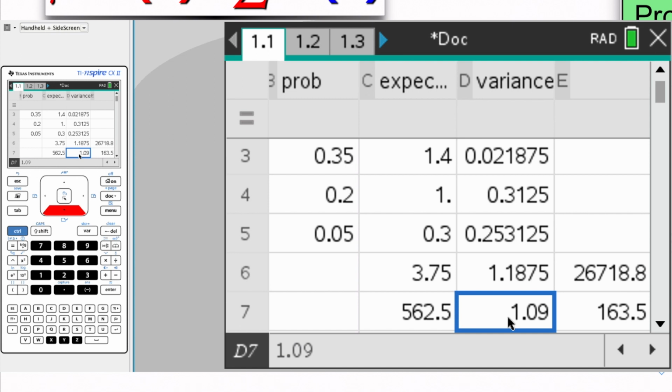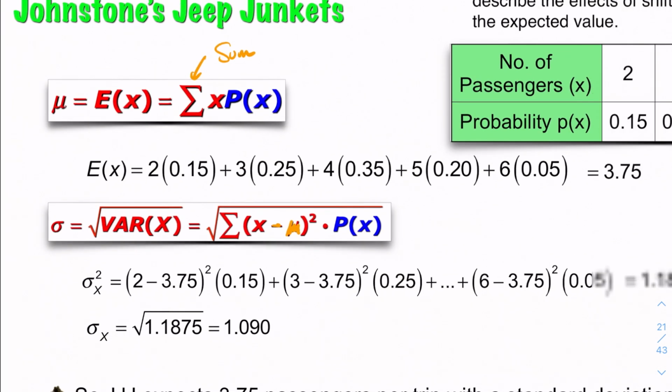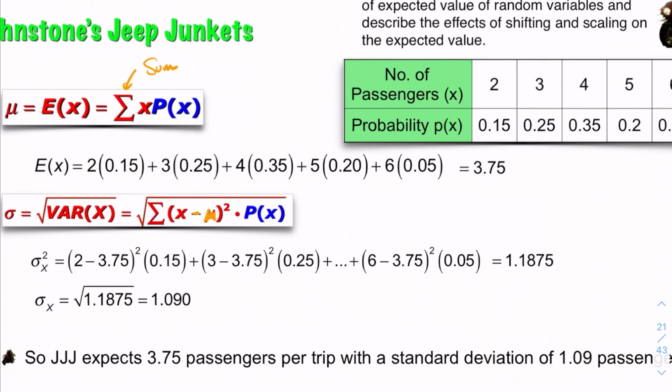And to find the standard deviation, which is what the question asked us, we want the square root. So if we take the square root of 1.1875, I get 1.09. We round just a little bit. So triple J expects 3.75 passengers. Note, this is our answer in context, per trip, with a standard deviation of 1.09 passengers. I'm going to highlight the units again because what we're talking about here is how many people they expect to take on an average trip, plus or minus however much for our standard deviation.